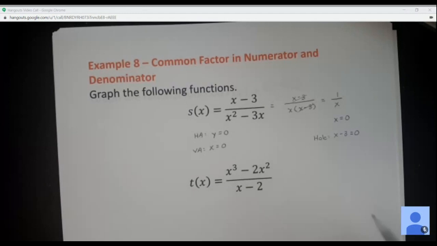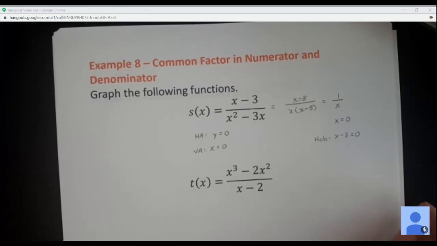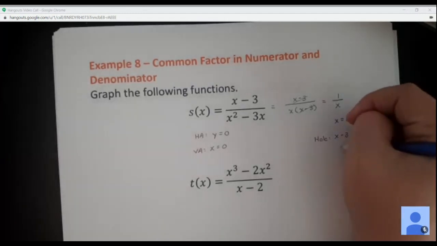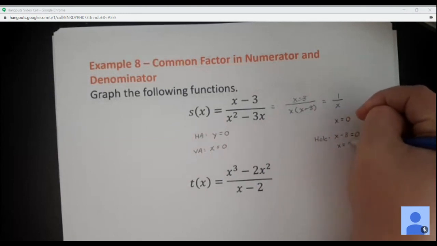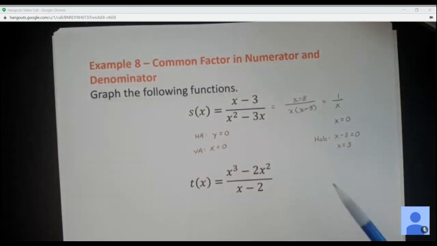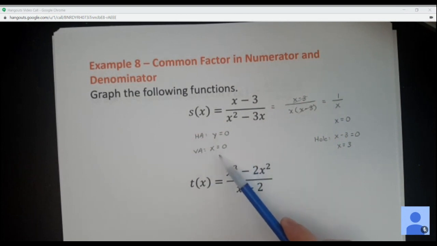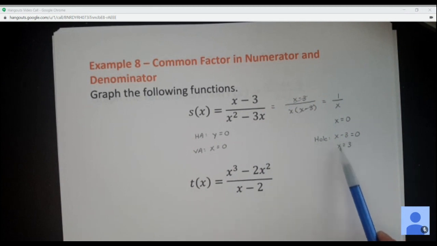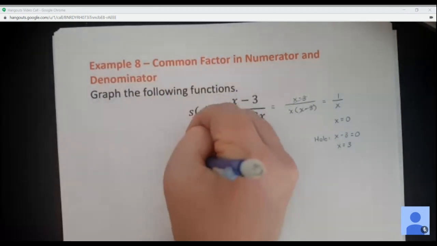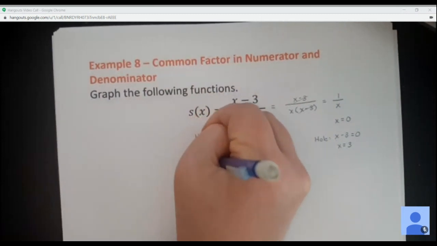Okay, so what would that x value be? 3, right? So this is going to give us a hole at x equals 3, and we'll look at this graph and we'll see that, right? So we should have a horizontal asymptote at y equals 0. The only vertical asymptote is going to be at x equals 0, but then we should also have a hole in our graph at x equals 3. So what would the domain for this function then?